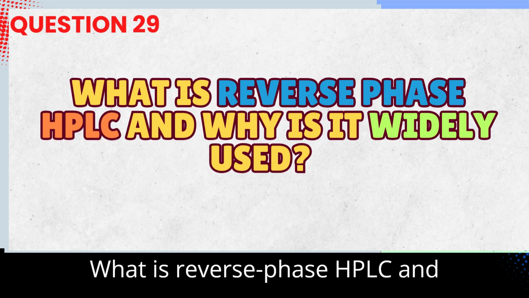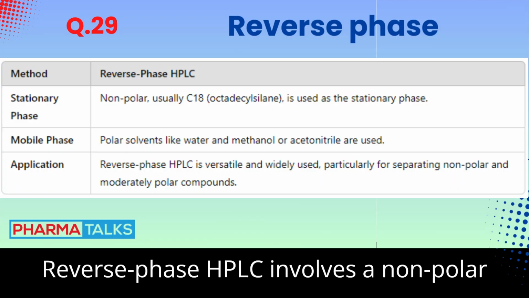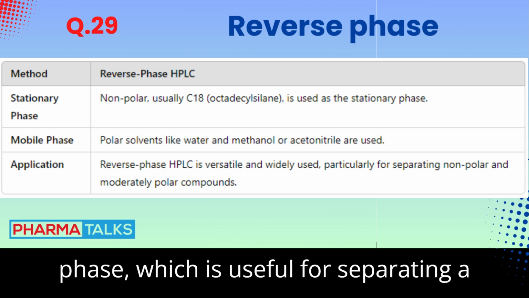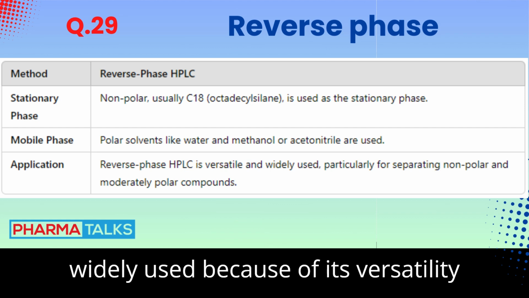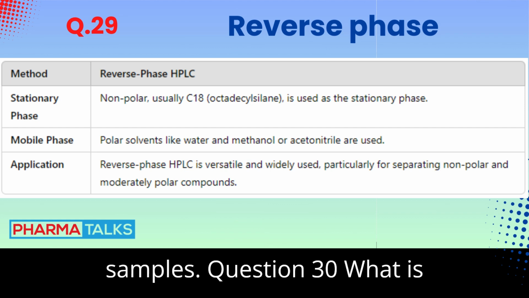Question 29. What is reverse phase HPLC, and why is it widely used? Answer. Reverse phase HPLC involves a nonpolar stationary phase and a polar mobile phase, which is useful for separating a broad range of organic compounds. It is widely used because of its versatility and applicability to various types of samples.